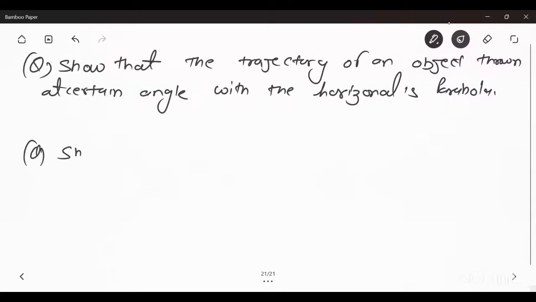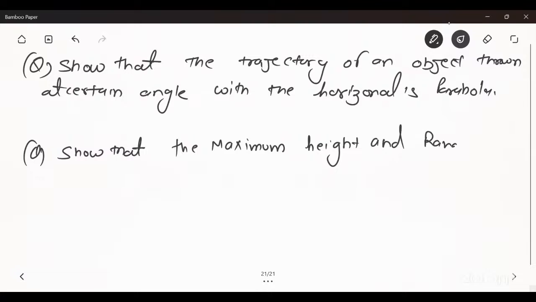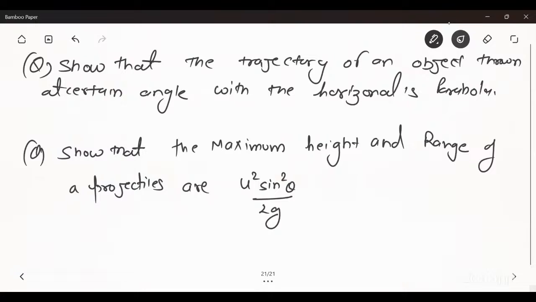Now next is: show that the maximum height and range of a projectile are u square sine square theta by 2g and u square sine 2 theta by g respectively.